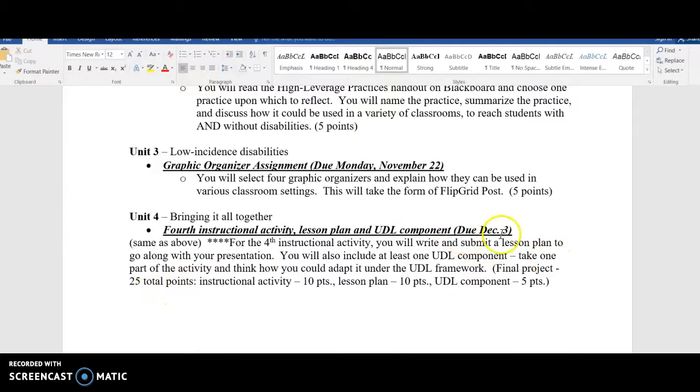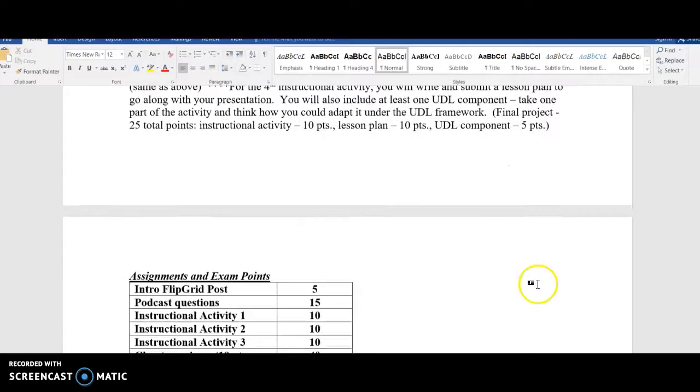Again, it is due December 3rd, which is before the last day of classes, right? So once you're done with this on December 3rd, you are done with the class. And that's why I did it. I know final exam week is very stressful for many of you, so I kind of like to finish things up before the actual final exam week.